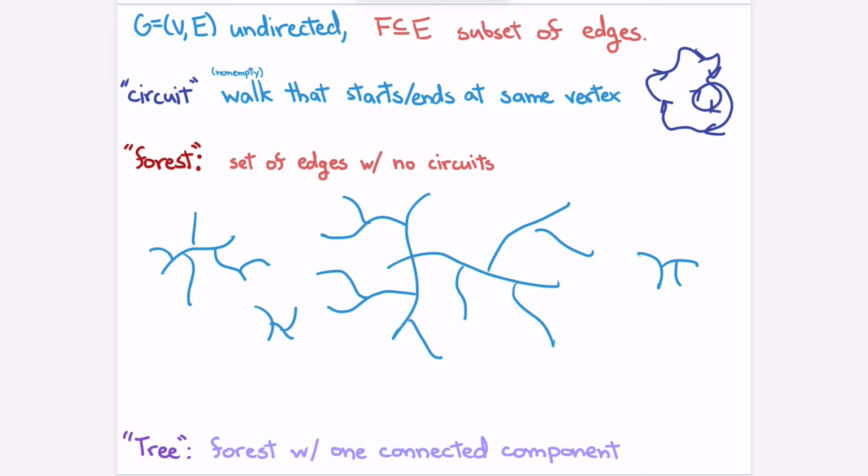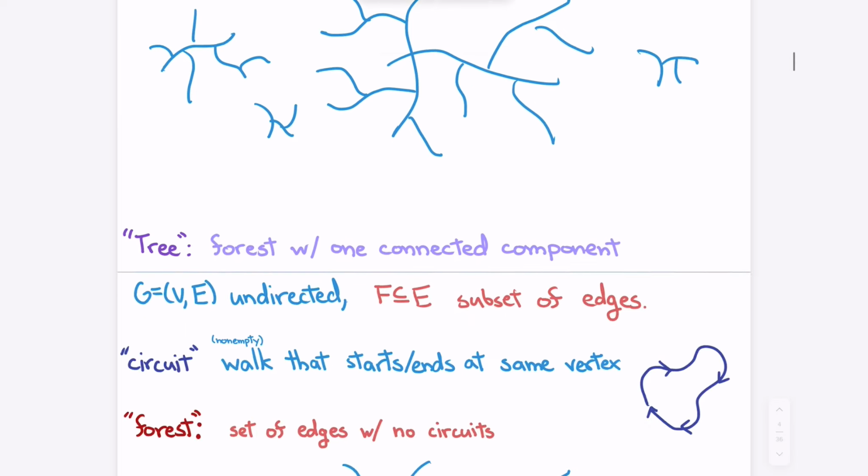And a forest, I think you all know, is any set of edges with no circuits, or equivalently no cycles. So there's no cycles in these edges. We call that a forest. Of course, we've seen trees and forests before. A tree is a forest with only one connected component. So if I added a few more edges so there's no islands left and it's just one big continent, then you have a tree.